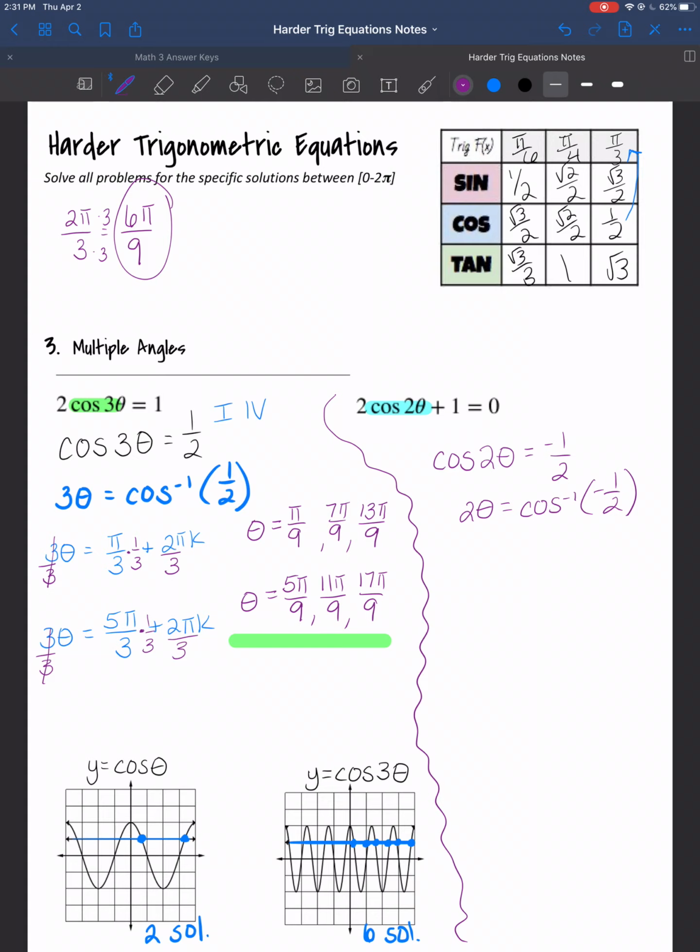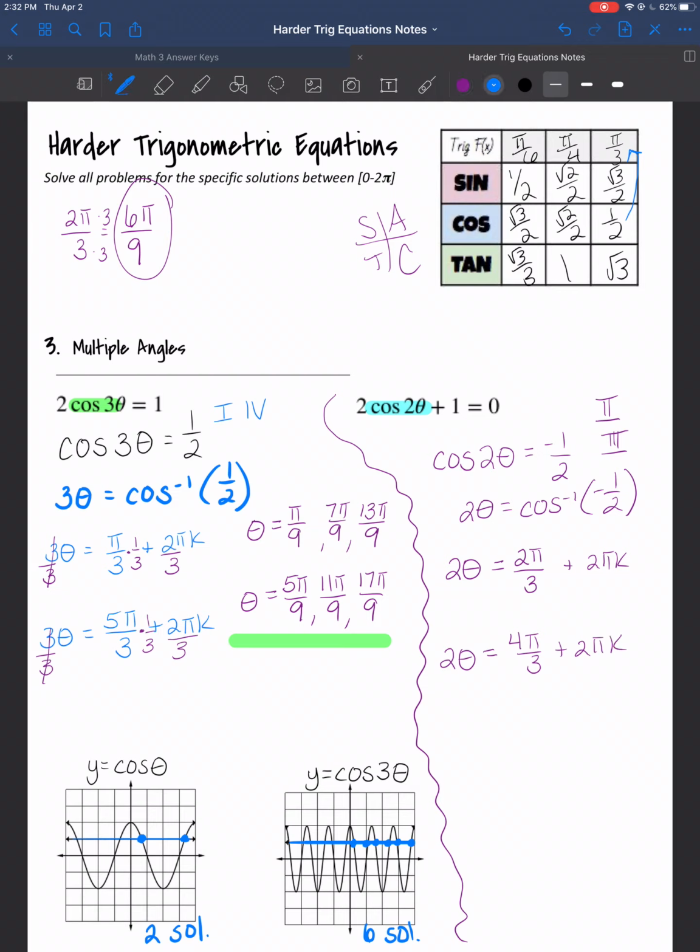Cosine is negative in the second and the third. So that's the quadrants my solution should come from. So 2 theta equals, the second quadrant, cosine a half is pi over 3. So my second quadrant angle is 2 pi over 3 plus 2 pi k. My third quadrant angle is 4 pi over 3 plus 2 pi k.